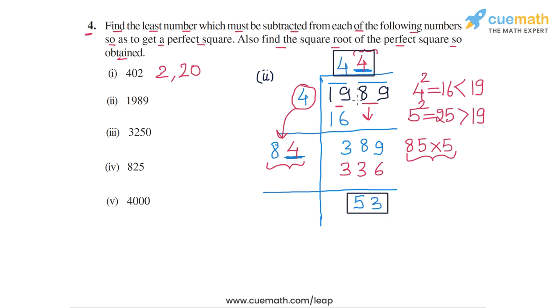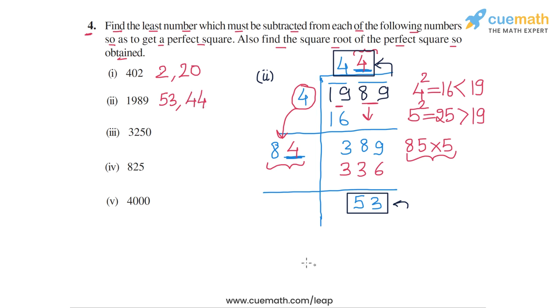So clearly the number 1989 is not a perfect square, because we have obtained this non-zero remainder of 53. But if we take away this number 53 from 1989, we will get a perfect square, and the square root of that perfect square will be 44. So the answer for part 2 is that the smallest number you can take away is 53 to get a perfect square, and the square root of the number so obtained will be 44.